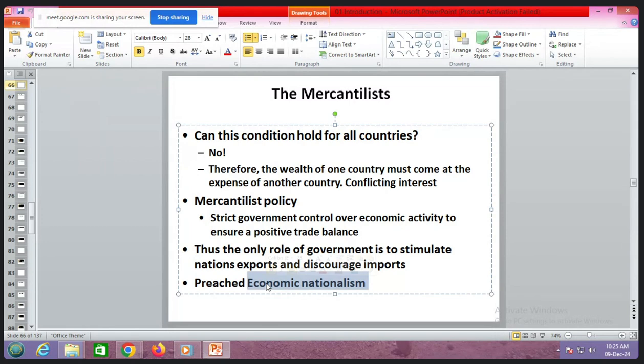Nationalism can be of different types. We say that we are all nationalist, we are all patriots. So economic nationalism is a part of overall nationalism. There can be cultural nationalism, there can be political nationalism. This is economic nationalism. Can you think of any recent economic policy followed by India which promotes economic nationalism?